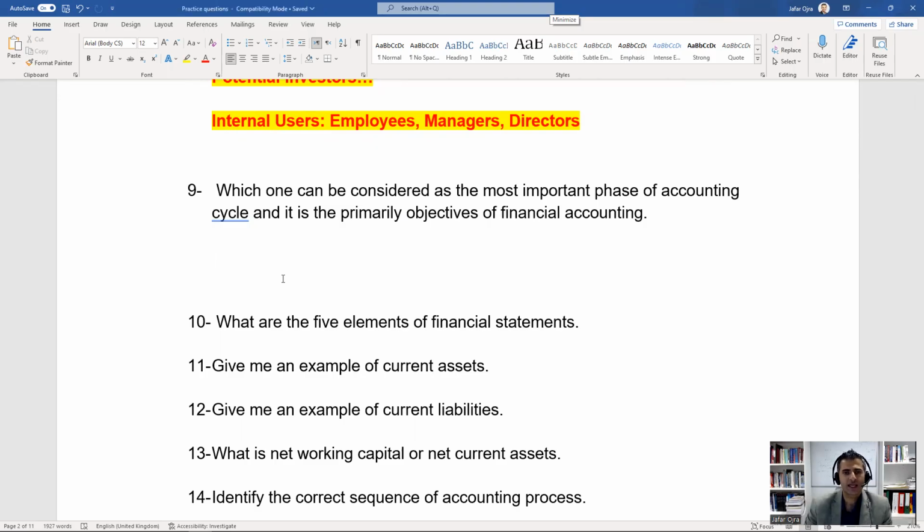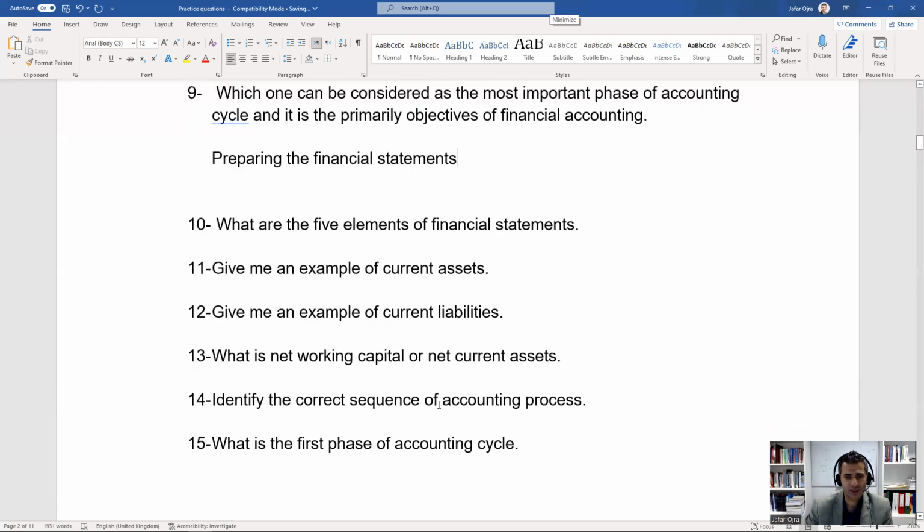Which one can be considered as the most important phase of the accounting cycle, and it is the primary objective of the financial accounting. So when you talk about the accounting cycle, of course, the most important phase of the accounting cycle is preparing the financial statements. So that's preparing the financial statements. Okay, good.